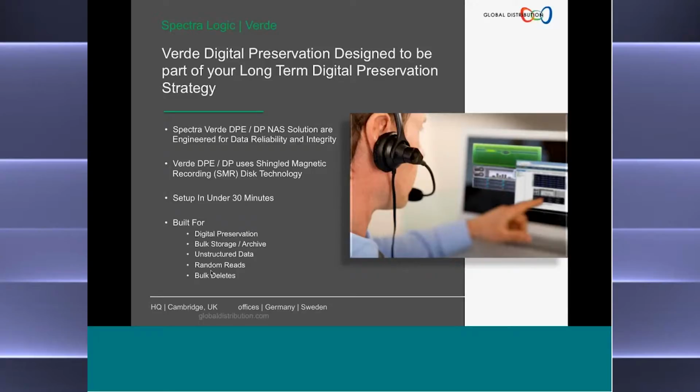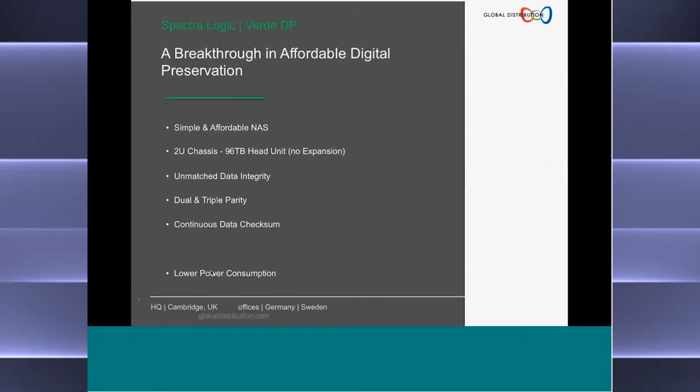or a Tiger SAM. As I said, there's two versions. There's the Verdi DP, which is a smaller version. It's a 2U chassis, but that still packs 96 terabytes. There isn't any expansion in it. It supports both dual and triple parity. Because the capacities are high and the power supplies are 80+ certified, the power consumption is actually very low, and you get all of those advantages I've spoken about: parity, protection, and continuous checksumming.